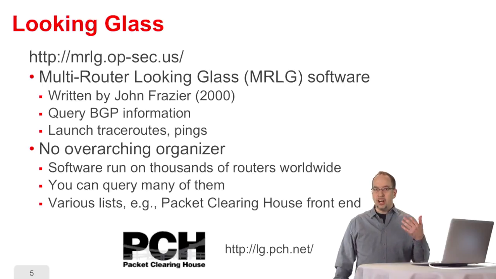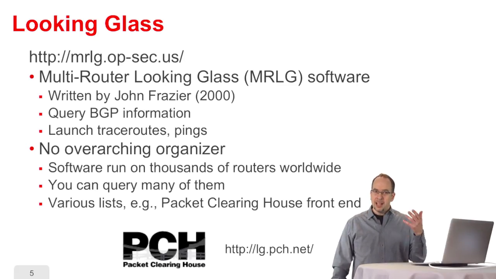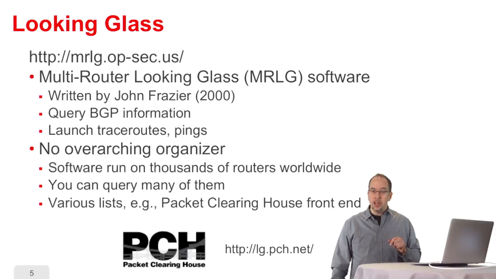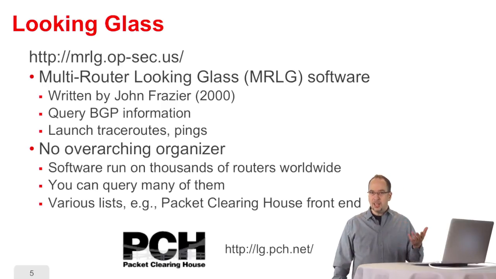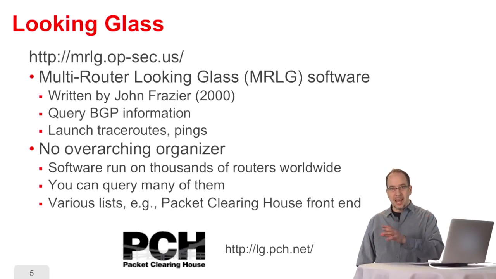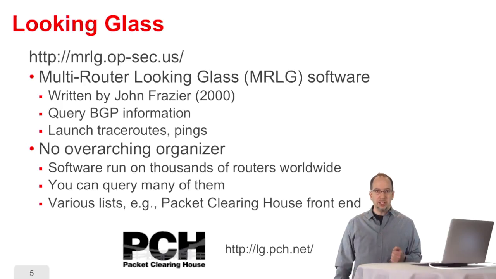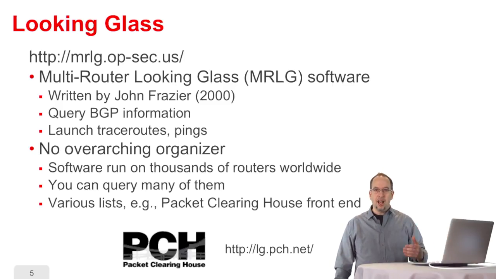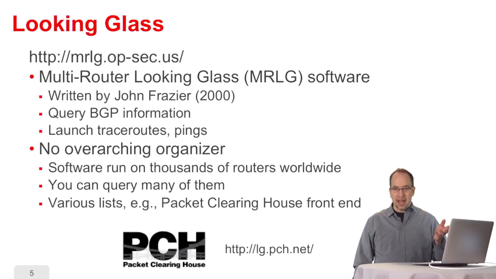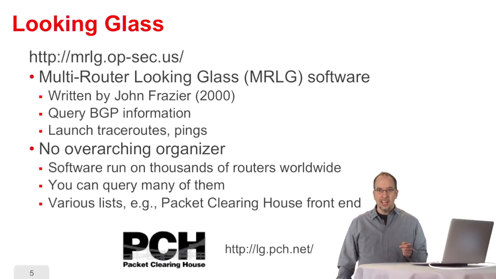Now, some of these are deployed in many thousands of routers worldwide, and some purely for the network administrators who run those routers. But many of them are also open and available to the outside world. So you or I can connect and run pings and traceroutes, request the BGP information. There are a number of websites that provide front ends listing Looking Glass routers. One of them is run by the Packet Clearinghouse. We provide the URL here.